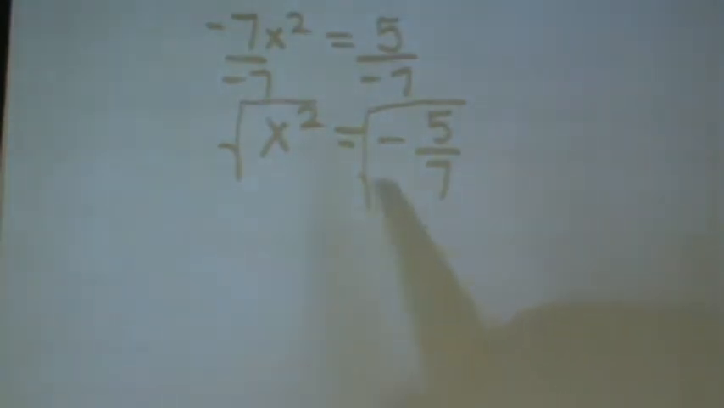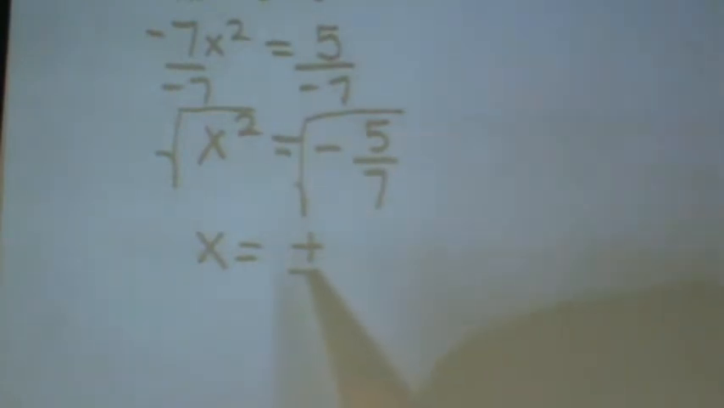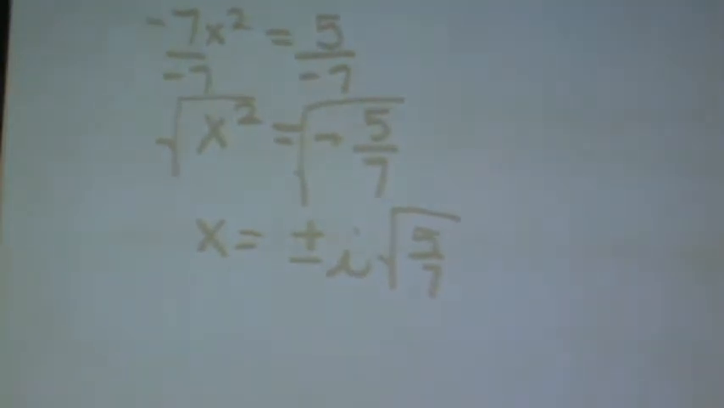Okay, so I've got issue number 1, how many answers are there gonna be? x is equal to plus and minus. That's number 1. How do you deal with the negative? i. That's another issue, and there's one more issue. It's a fraction. Now it's a fraction with a radical in the denominator. This is what you have.